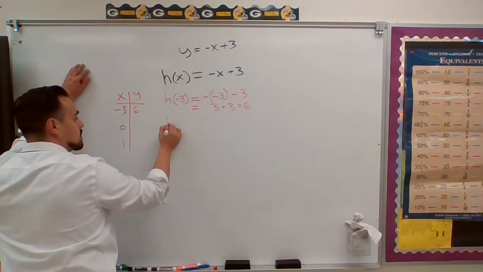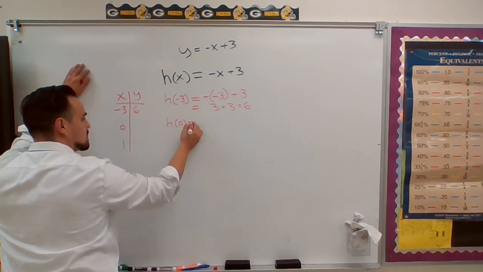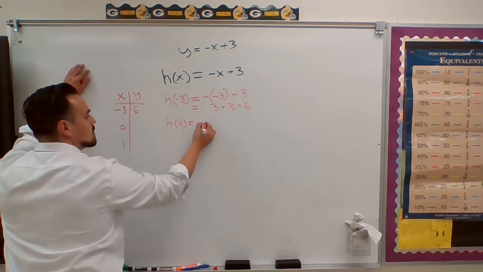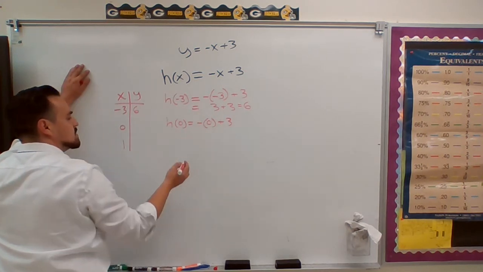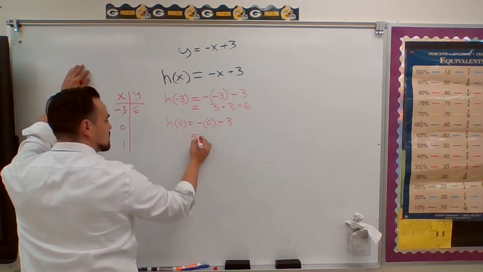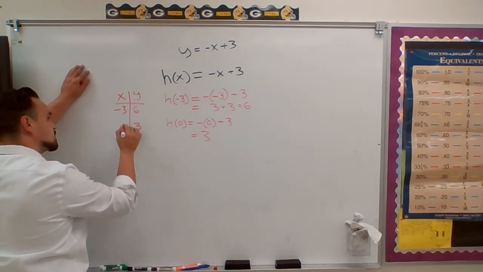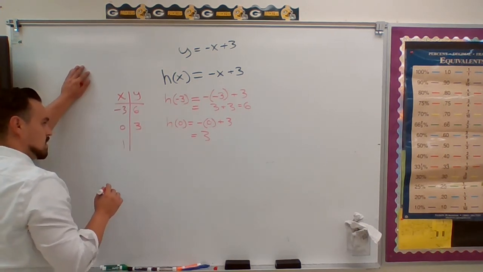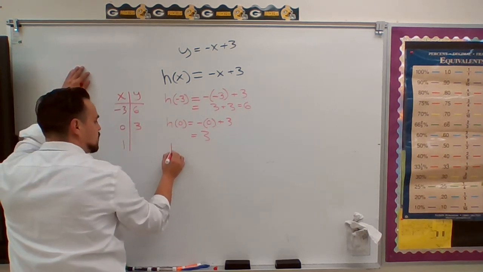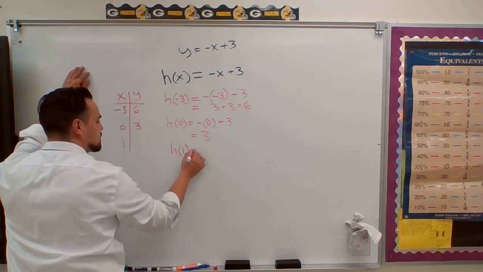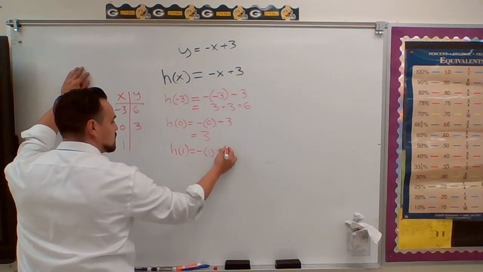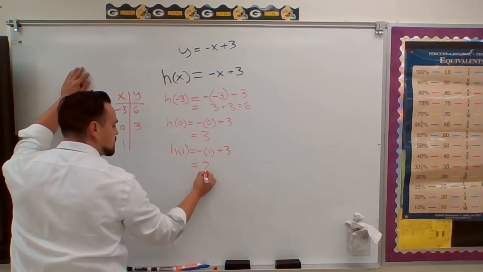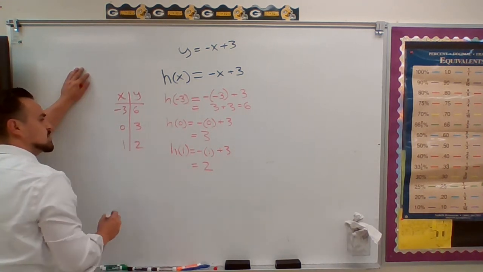H of 0, when you plug in 0 for x, -1 times 0 plus 3, anything times 0 is 0. So h of 0 is just 3. And lastly, h of 1. H of 1 is equal to negative times 1, or -1 plus 3. -1 plus 3 is 2. So h of 1 is 2.